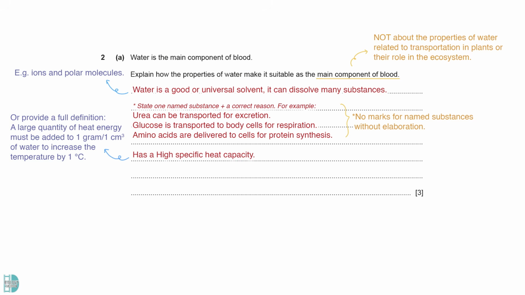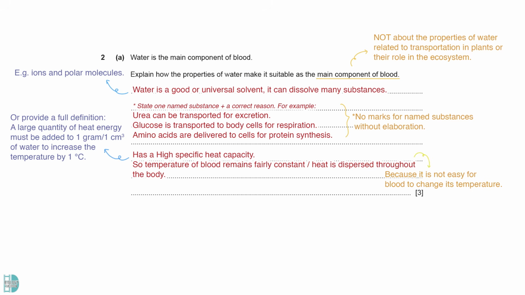Water has a high specific heat capacity. It is the amount of heat that must be added to 1 gram of water to increase the temperature by 1 degree Celsius. It means a large quantity of heat is required to increase the temperature of the blood. So, the temperature of blood remains fairly constant in our body despite the changes in the ambient temperature. Its great ability to disperse heat throughout the body allows different parts of the body to have similar temperatures.